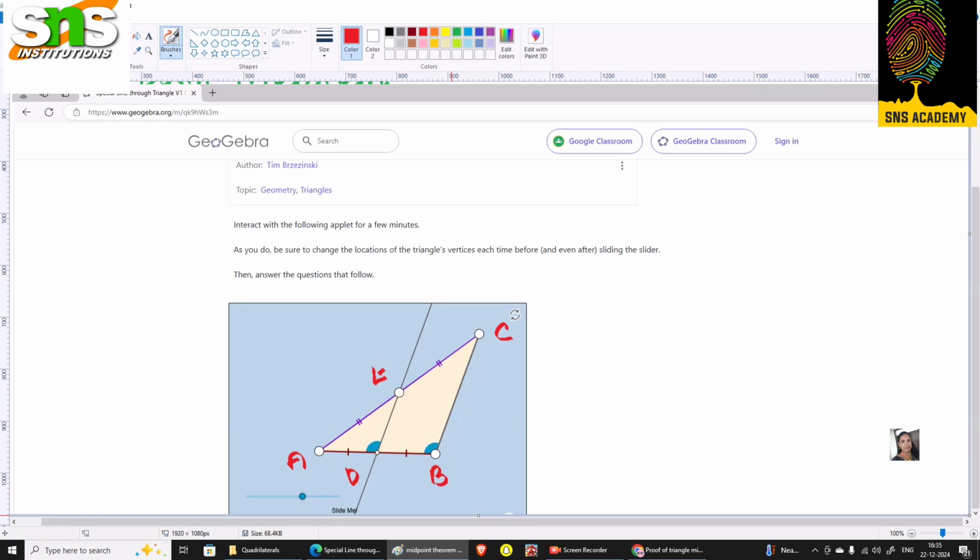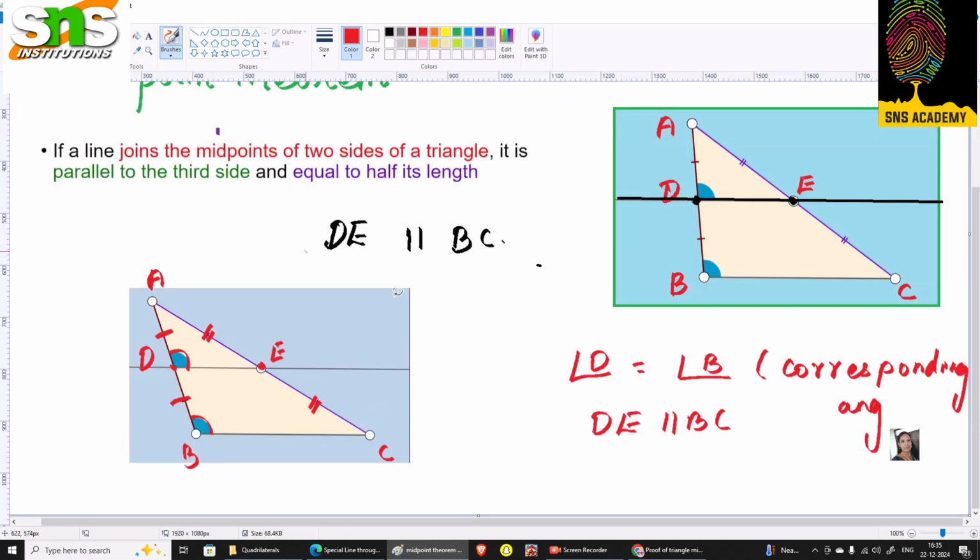So what do you understand from this theorem? From the midpoint theorem, it is understandable that when a line joins the midpoints of two sides of a triangle, it is parallel to the third side, and one more point is there: it is equal to half of its length. That point we will prove in the next video.